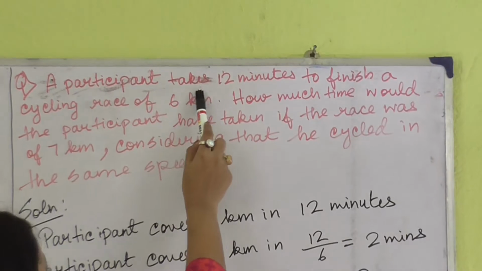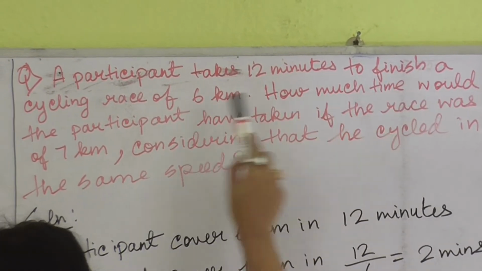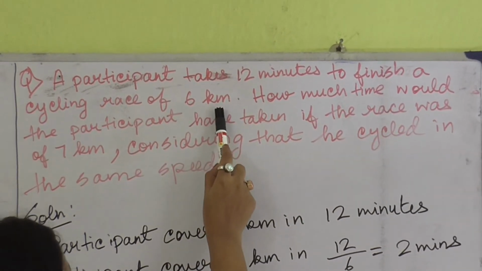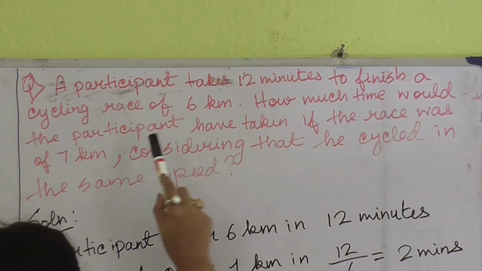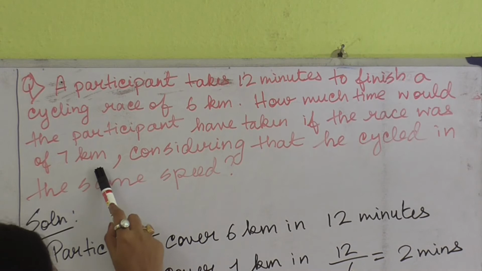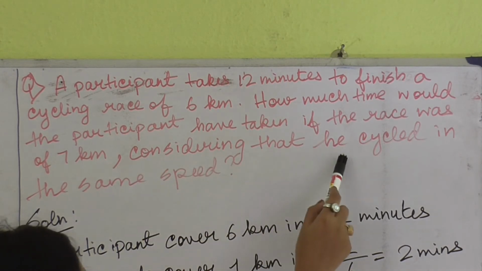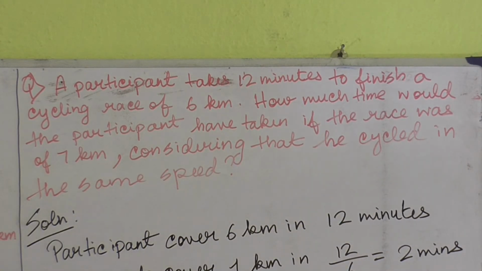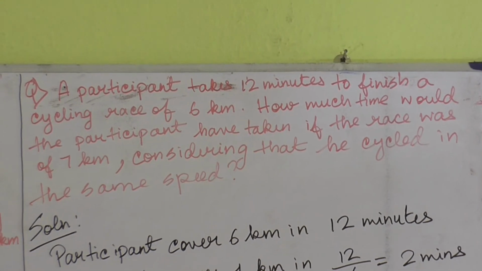Now another problem I have given. A participant takes 12 minutes to finish a cycling race of 6 kilometers. How much time would the participant have taken if the race was of 7 kilometers, considering that he cycled at the same speed? So the speed of the cycle remains the same.